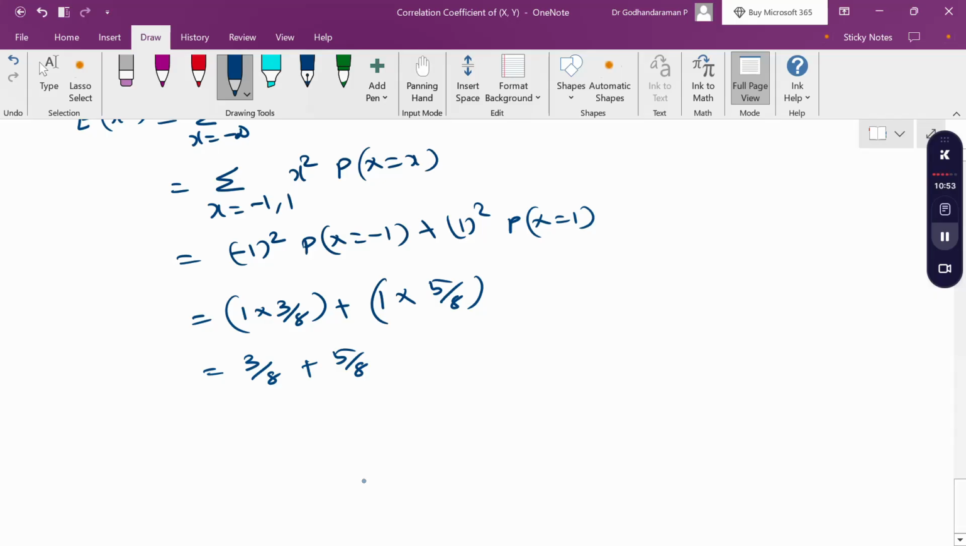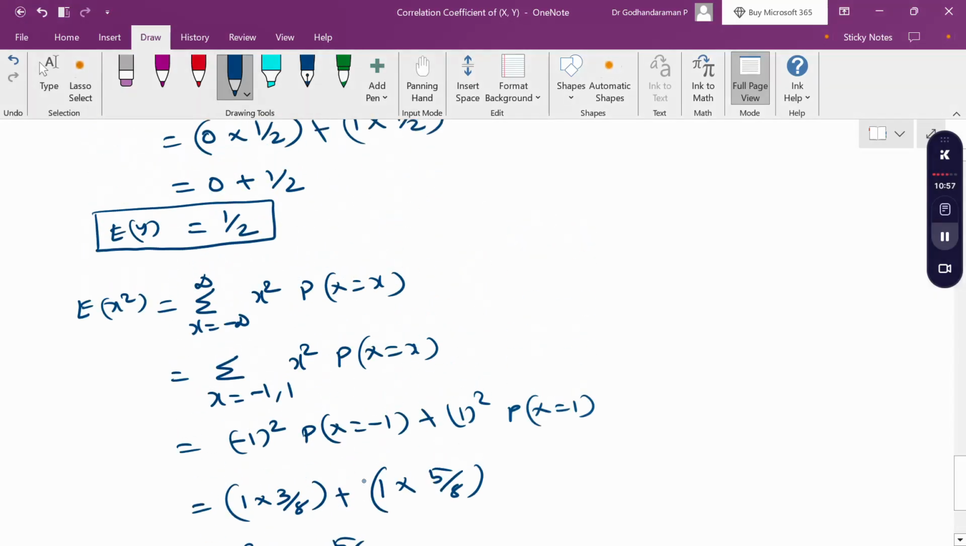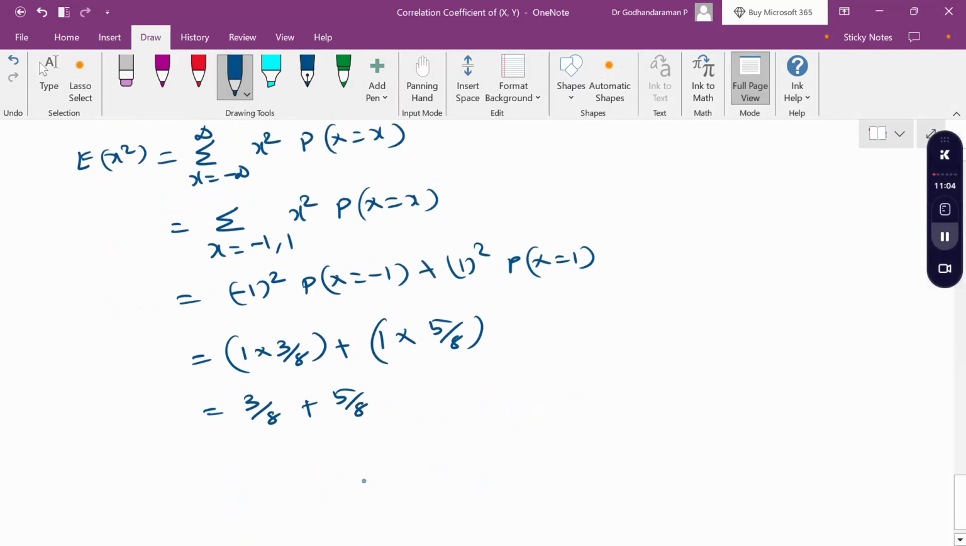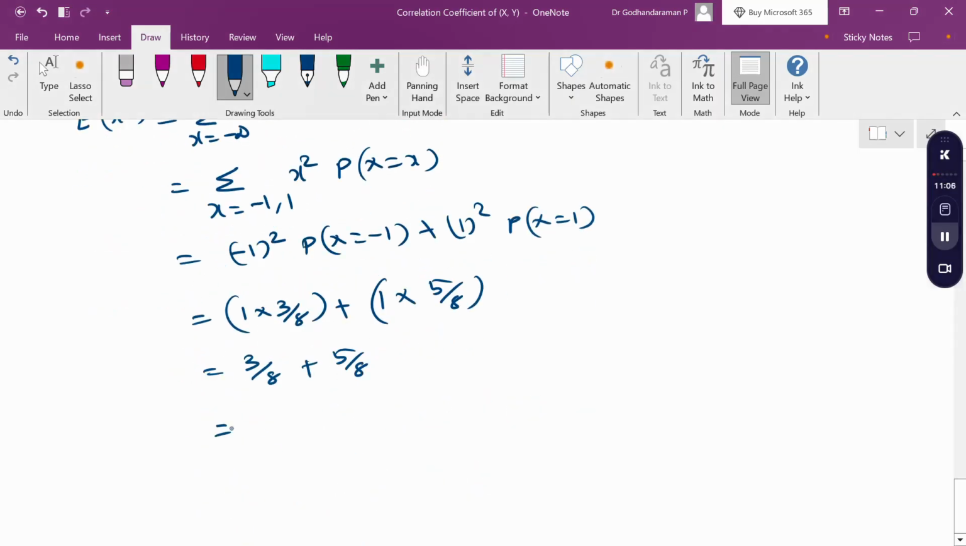So the value of E of x square, with x taking the values minus 1 and plus 1, is 8 by 8, which is 1.